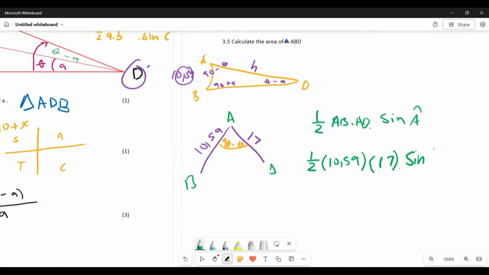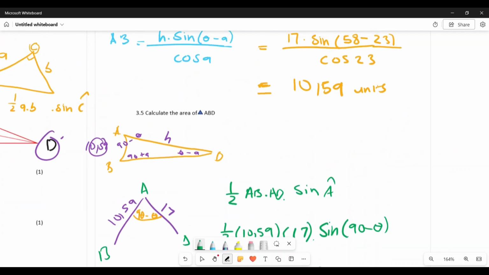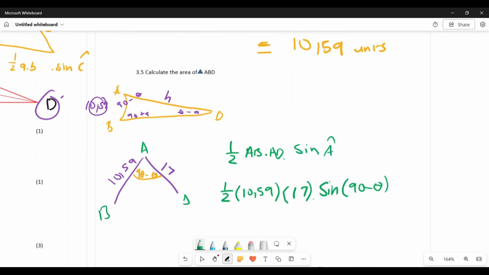and this angle is 90 minus theta. Now remember, they gave me my value of theta above, and they said my theta is equal to 58. So basically this is the same as 90 minus 58, and 90 minus 58 is equal to 32. Now if I punch this into my calculator, I'm going to get my area. So 1 over 2 multiplied by 10,59 multiplied by 17 multiplied by the sine of 32. This should be equal to 47,70.